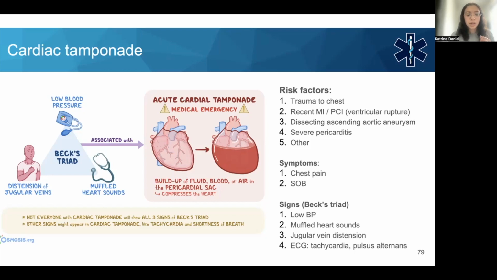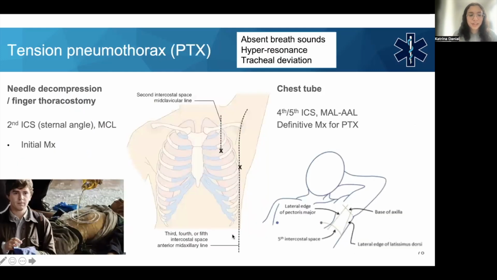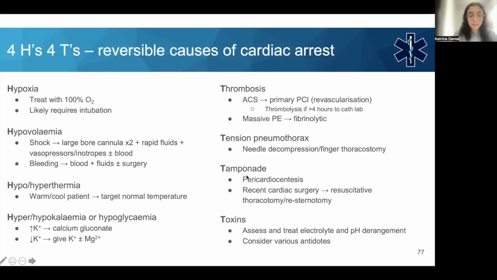And then you do an ECG, you can find tachycardia, and sometimes you can find something called pulsus alternans, where the amplitude of the QRS complex is high and then smaller and then big and then smaller, big and smaller. But that's just a rare buzzword for you. Okay, so that's cardiac tamponade. How do you treat it? Pericardiocentesis. Basically stick a needle into the pericardium and you suck out that fluid to give the heart the chance to expand. So that's tamponade.